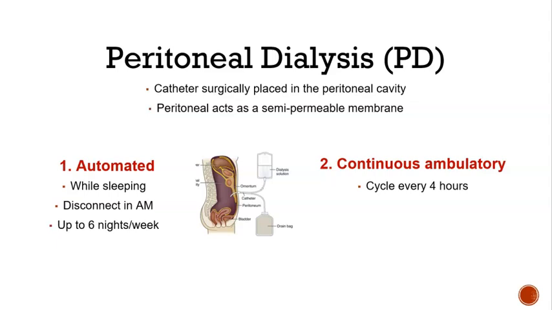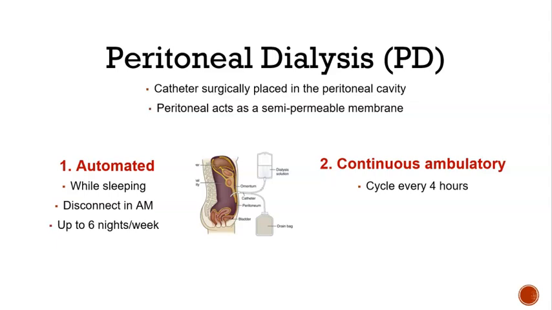Peritoneal dialysis, the patient will have a catheter surgically placed in their peritoneal cavity, and the peritoneal space is going to act as a semi-permeable membrane to filter and regulate all of the things that the kidneys would normally do. So with this, there's going to be a bag of dialysis solution, as you can see on this slide, that's going to be instilled into that catheter, into the patient's peritoneal space.